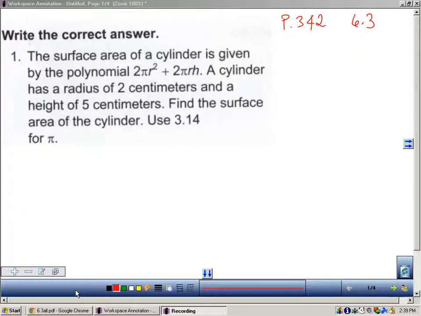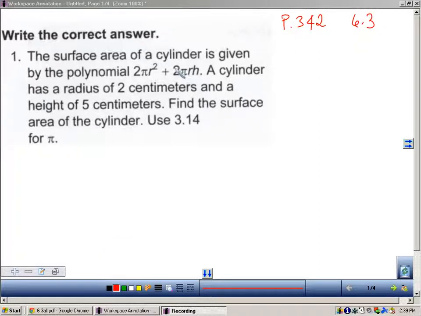Hello, this is section 6.3, page 342, word problems. So let's go over these, and hopefully watching the video will help you with these practice questions. And pay attention to not only what I'm writing, but pay attention to the words I'm using.